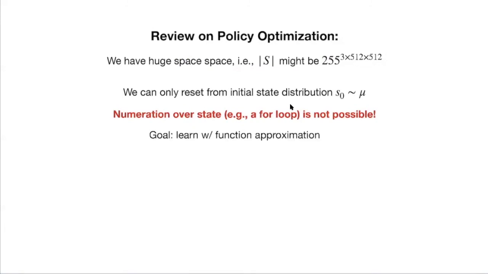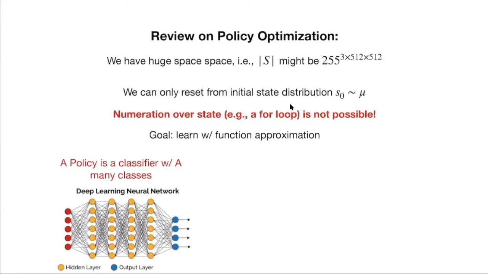Right? So that motivates us to use function approximation techniques. That's all we're doing. For policy gradient, a very common parameterization people use is deep neural nets. This is just a function that takes the state as input and outputs a distribution over actions.